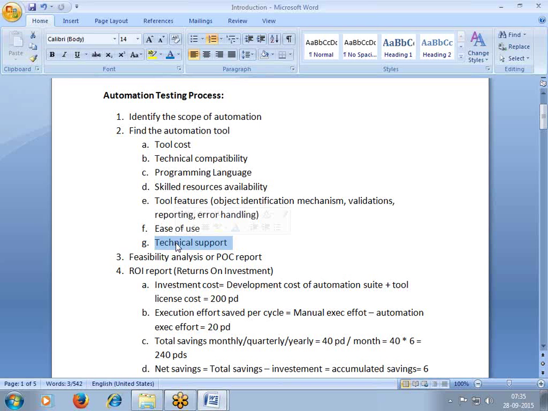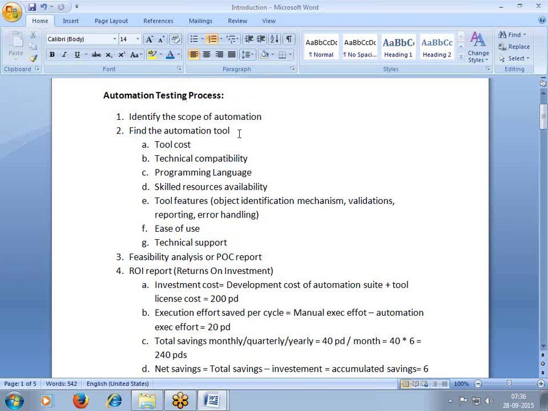Like this, there are so many factors compared among the multiple automation tools available in the market. The automation lead will prepare a comparison report, say QTP, Selenium, Ranorex, TestComplete, like that. There are many tools available in the market. They will prepare a comparison of the tools, and then decide which tool is best to automate our project. This process is called tool evaluation, the automation tool evaluation process. The automation lead will do this process.